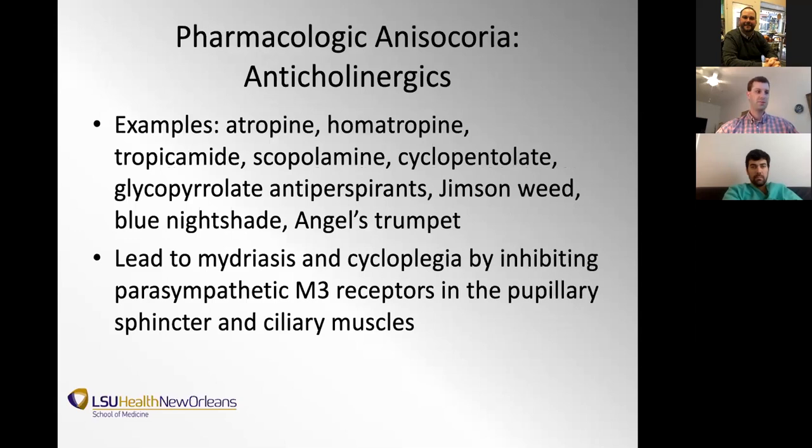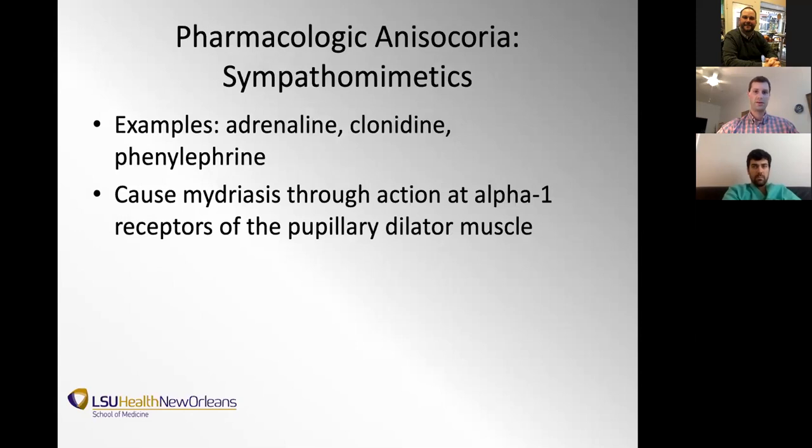Some examples of anticholinergics include atropine, homatropine, tropicamide, cyclopentolate, and Jimson weed. There are a number of different plants that can do this, and they act on the muscarinic receptors in both the pupil and the ciliary muscles. Some sympathomimetics include adrenaline, clonidine, and phenylephrine, and they act on the alpha-1 receptors, causing mydriasis of the dilator muscle.